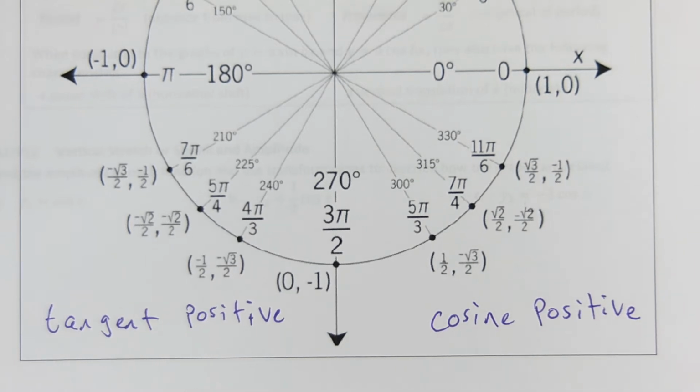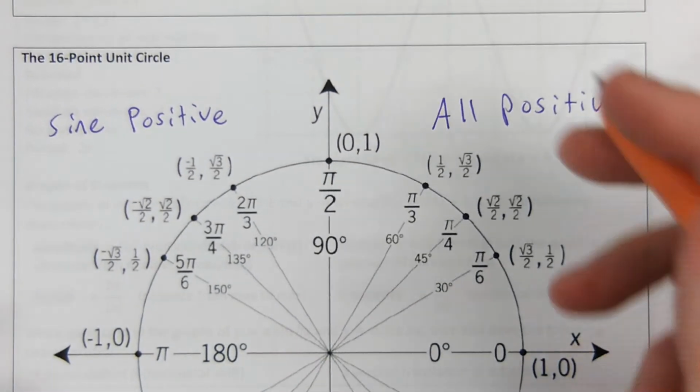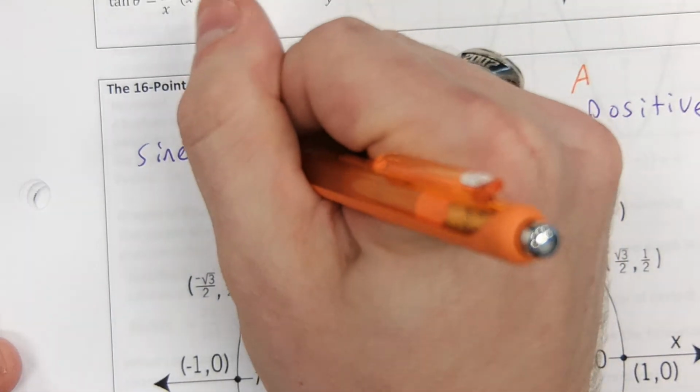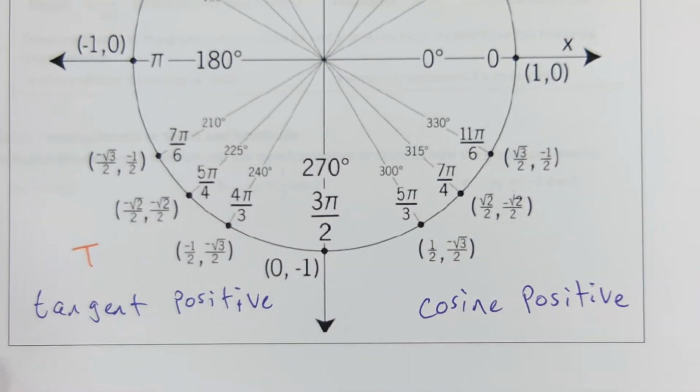So the trick to remembering which quadrant a trigonometric function is positive in is ASTC. All students take calculus. That tells you which trig ratios are positive in which quadrant. ASTC. All students take calculus. At least they had better after having this class.